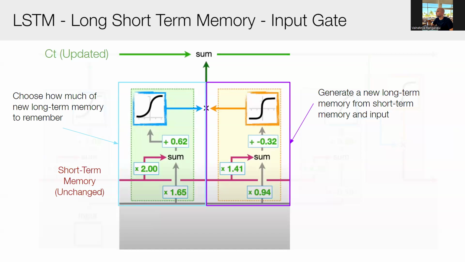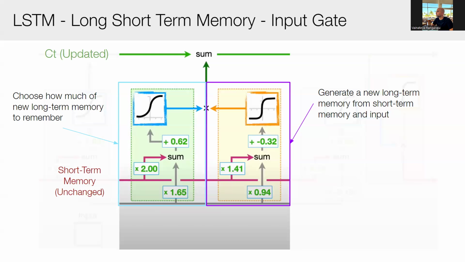In this input gate, if you recognize the left hand here, it's basically just another example we have of a forget gate. We're gonna choose how much of the long-term memory to remember. On the left-hand side, just another forget gate. Short-term memory unchanged. And on the right-hand side, we're gonna generate a new long-term memory from short-term memory and the input that we have.